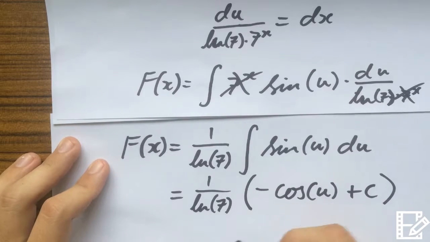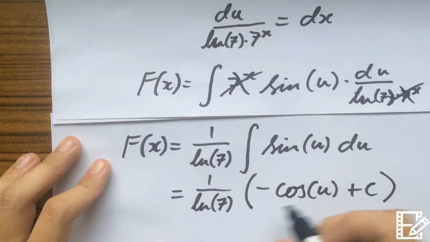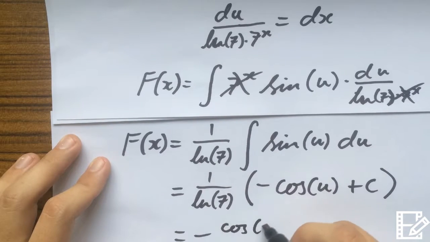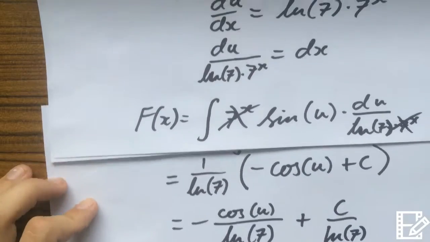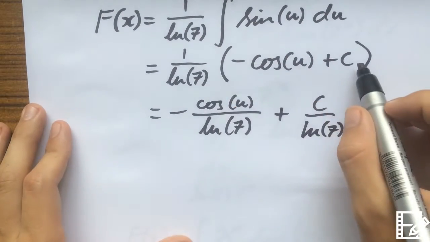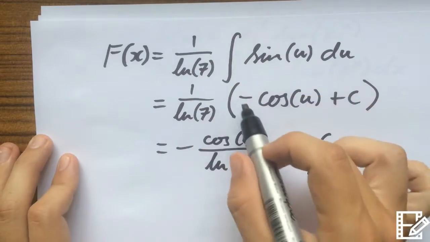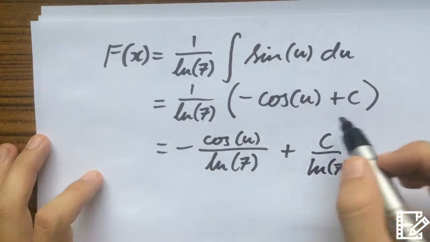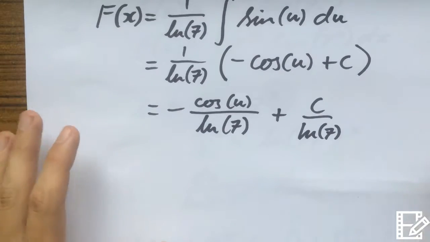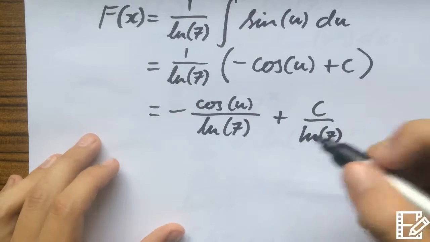Okay, so now we've got to multiply this 1 over ln of 7 back in. Expand the brackets. So we're left with negative cos u over ln of 7 plus c on ln of 7. Just remember, just because there's a c here doesn't mean we don't multiply this in. If we have a constant at the front and we do the integral, we have to multiply that constant back into each part.